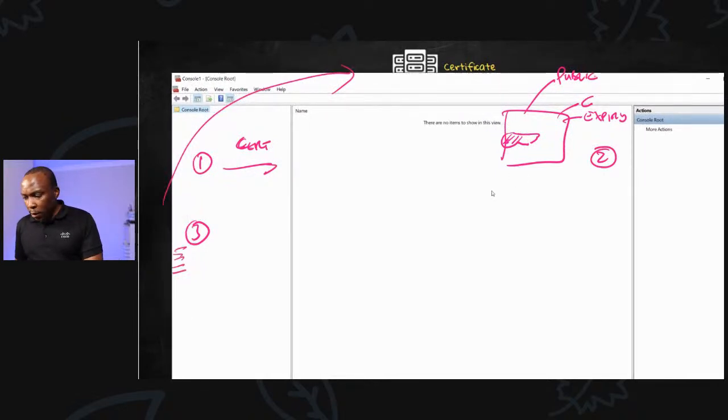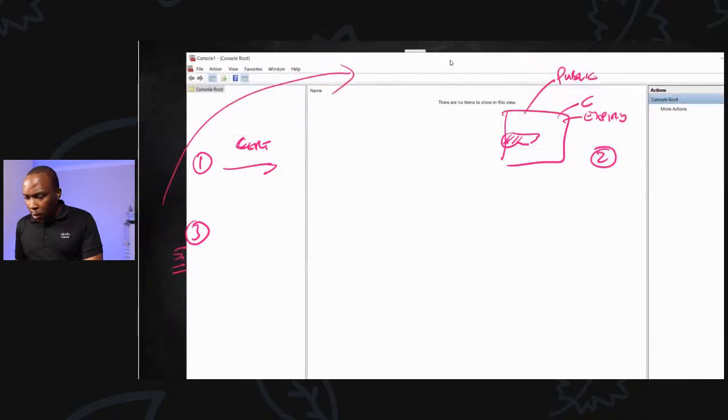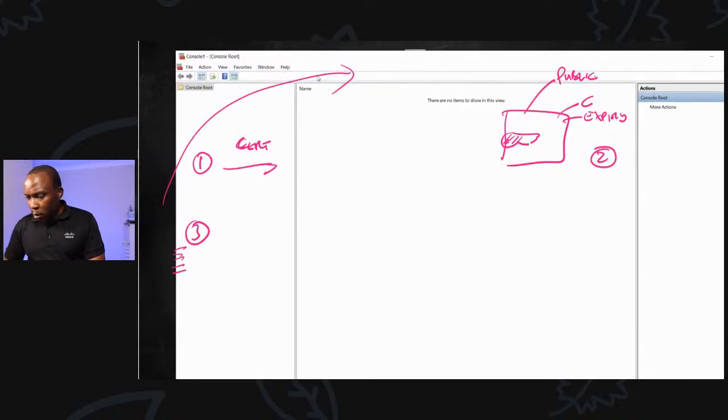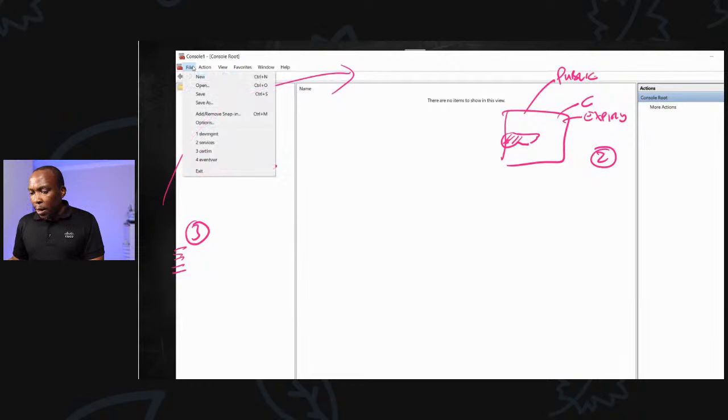Let me erase that pen. Okay, what happened? Let's see. Okay, I must have lost my pen somewhere along the lines, but let's go.